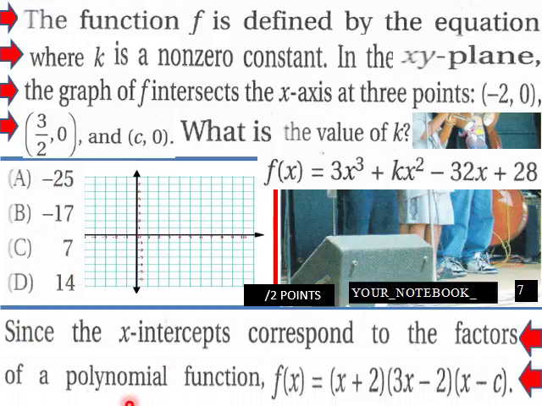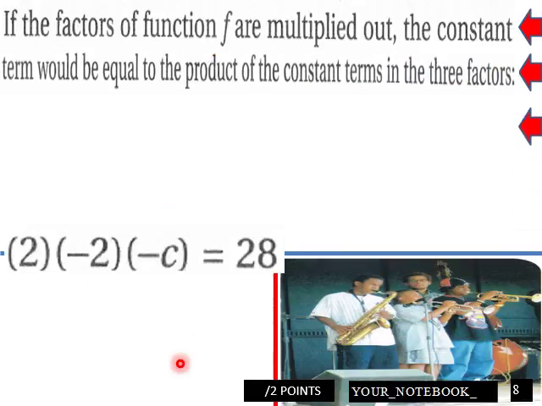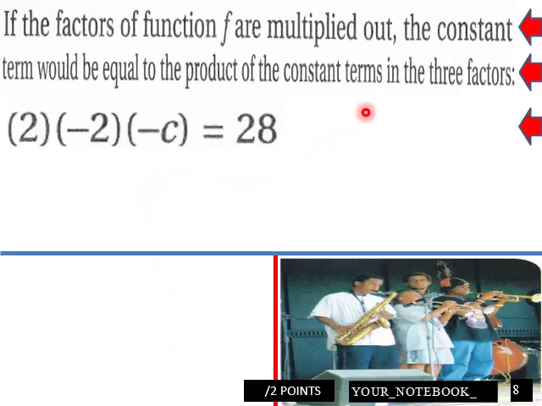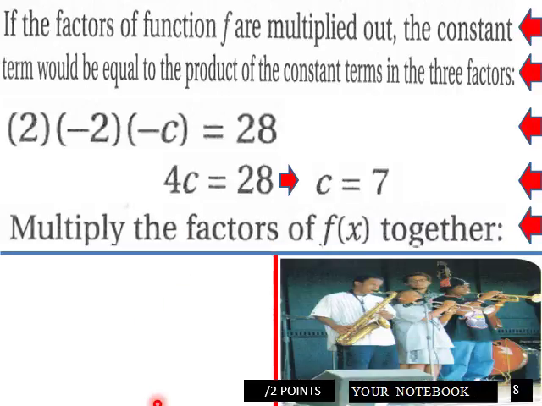Since the x-intercepts correspond to the factors of a polynomial function, x plus 2, 3x minus 2, and x minus c, if the factors of the function are multiplied out, then you would find the product of the constant terms in the 3 factors. So 4c would equal 28, c would equal 7.